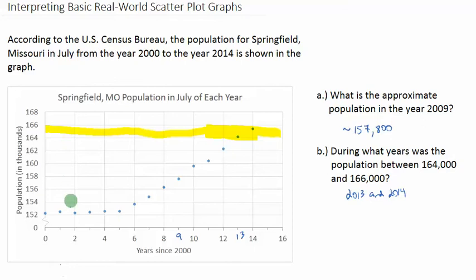So interpreting a scatter plot very much comes down to knowing what is your x or y value from the given information, and then locating the other information they're asking you to determine. And hopefully this video has helped you understand that process.